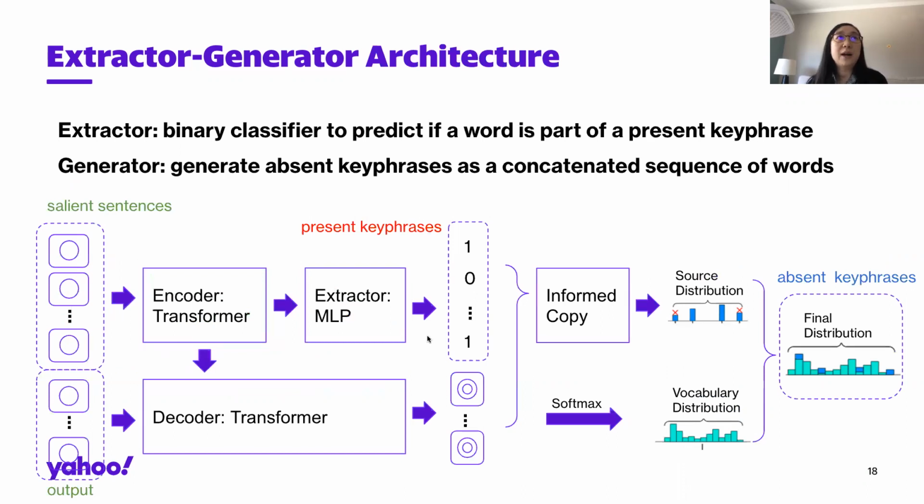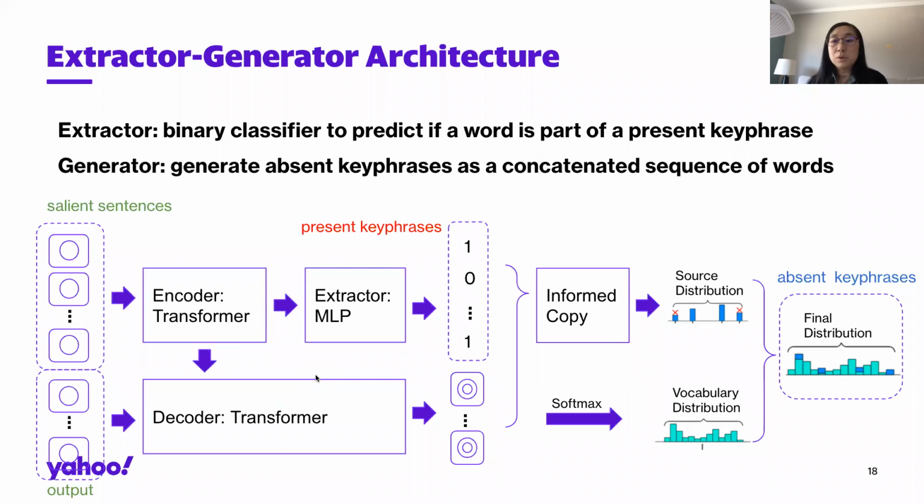So this is a high-level architecture of our extractor-generator. Again, here is our input. Now it becomes our salient sentences that were selected in the first step. Each symbol here also means an input embedding. The embedding is first fed into a transformer-based encoder to produce one embedding for each of these input tokens. Then we apply an extractor, which is a multi-layer perceptron, to make a binary classification of whether each of these input words is part of a present key phrase. And from there, we could do the post-processing.